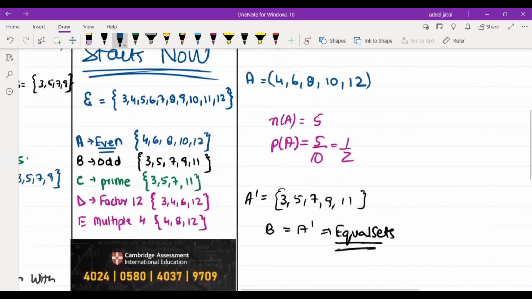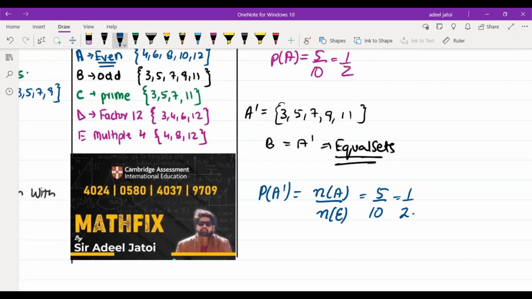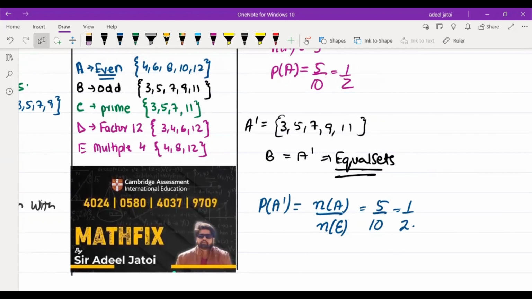Similarly, if I want probability of A complement, so you will have to find out what? N of A complement upon N of universal, which means 5 upon 10 again, which is again 1 upon 2. Because 5 numbers were even and 5 numbers were odd. So P of A complement becomes 5 upon 10, which is 1 upon 2.